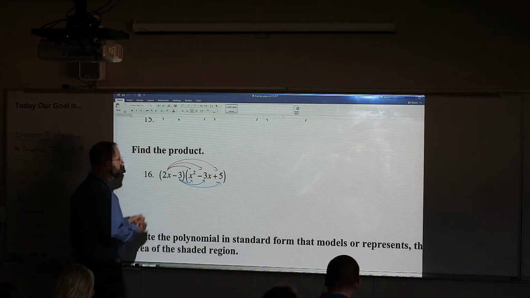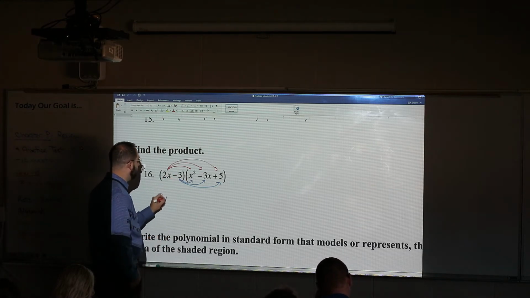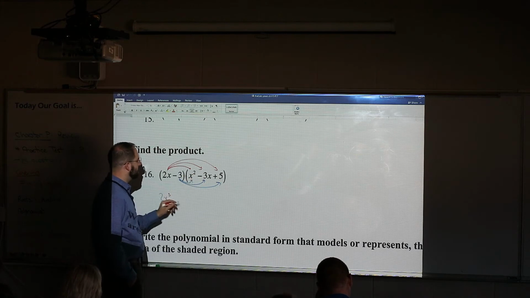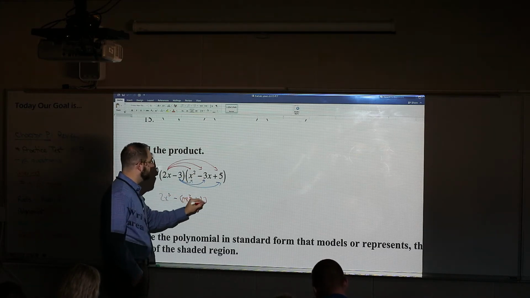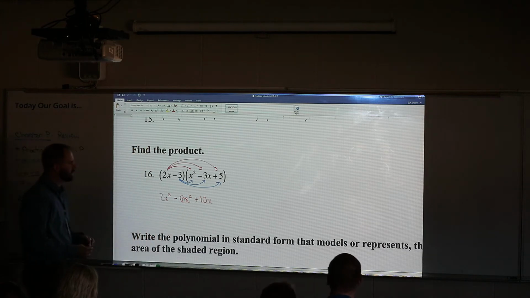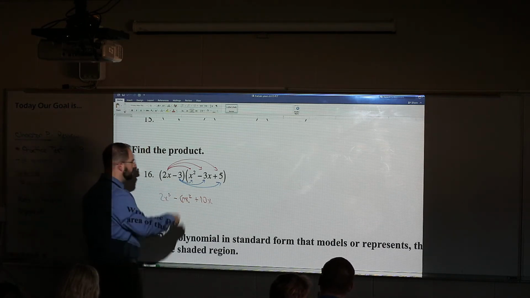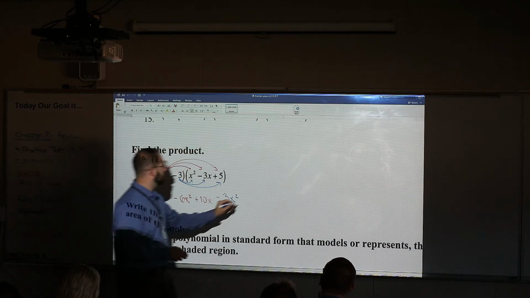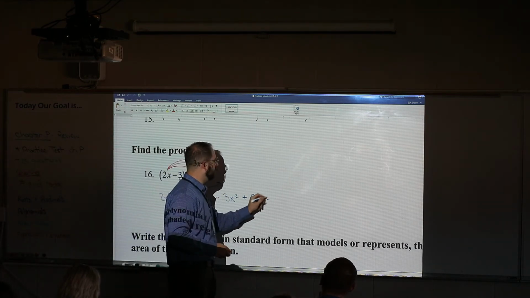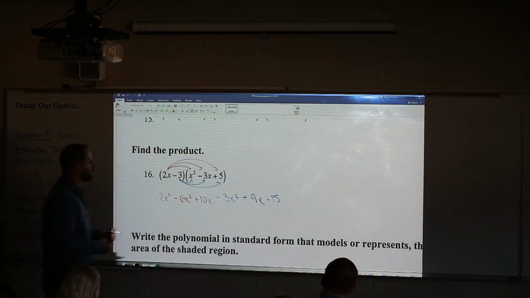So color coding here, 2x times x squared is 2x cubed. 2x times the negative 3x is negative 6x squared. And 2x times 5 is 10x. So there's the first part in color coding. That's the 2x times everything in the back. Now negative 3 times everything in the back is negative 3x squared, positive 9x and a negative 15 if I did that right.